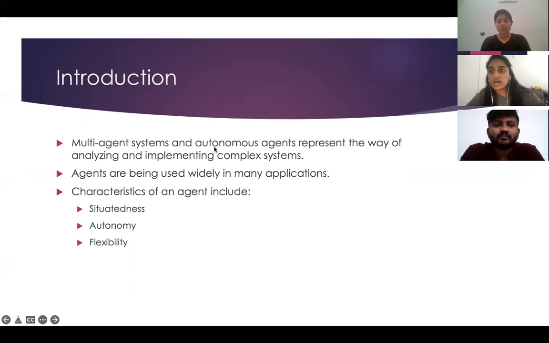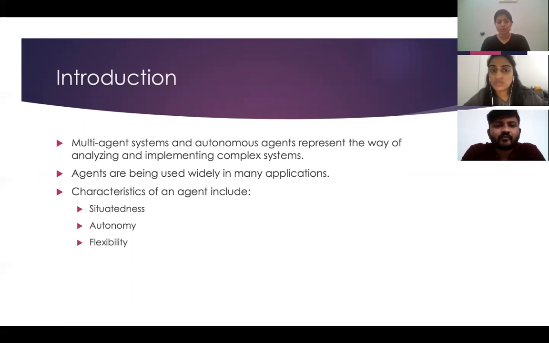Coming to our paper presentation today, we are mainly going to discuss multi-agent systems and autonomous agents, as I said previously. To represent or implement a complex system, we need multi-agent systems and autonomous agents. These are two systems that represent complex systems.